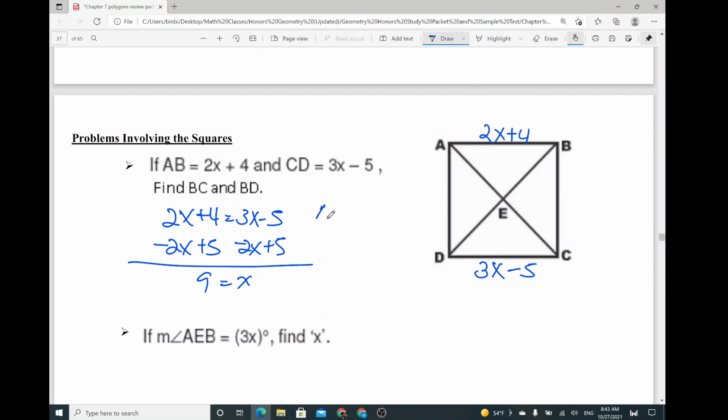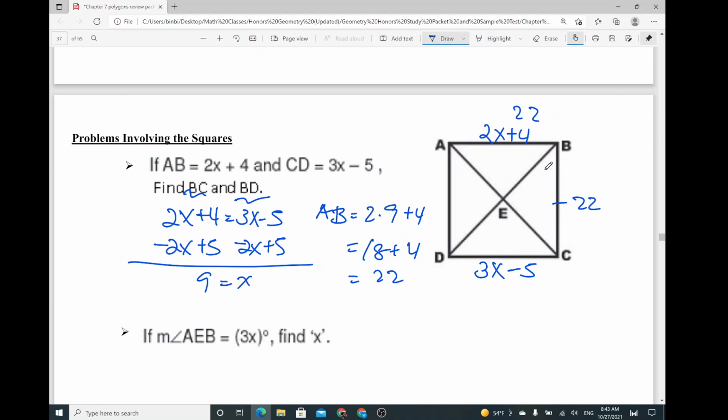So let's find AB first: 2 times 9 plus 4. 2 times 9 is 18, 18 plus 4 is 22. We know it's a square, so each side has to be equal, so 22. That means BC is 22 as well. BD will be the diagonal.